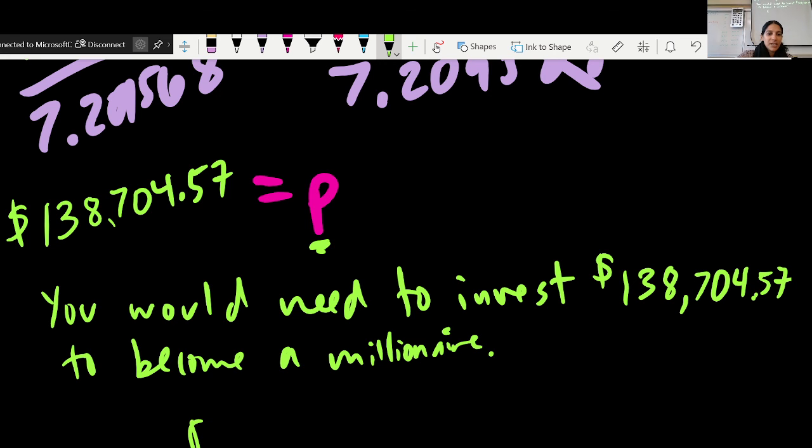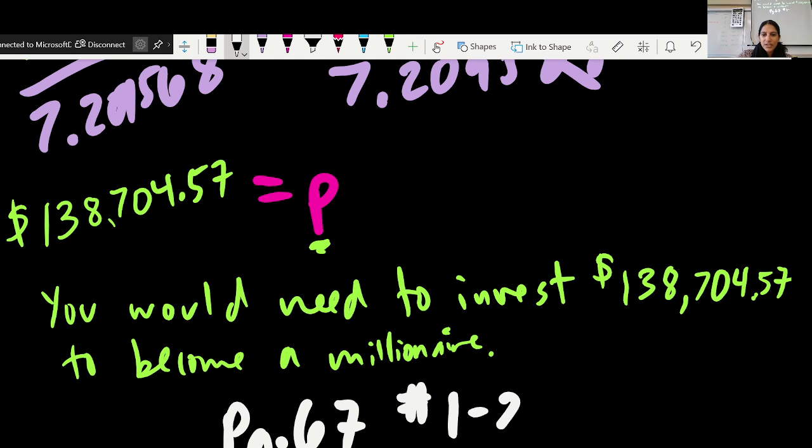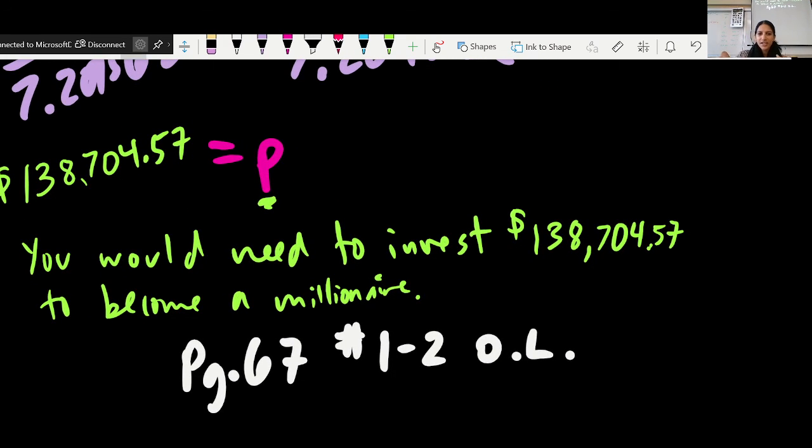Your assignment, your questions that you can work on for today is page 67, numbers 1 to 2. You're going to do the odd letters. I haven't done that in a while. Do you remember what I mean by that? A, C, E, like you skip a letter just to do every other letter. You can do 3 to 6, 9, and 11 to 16.